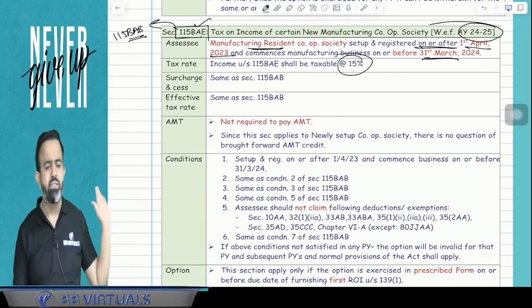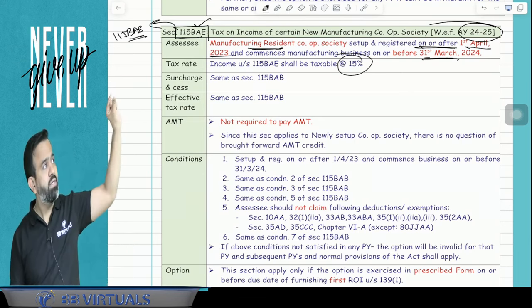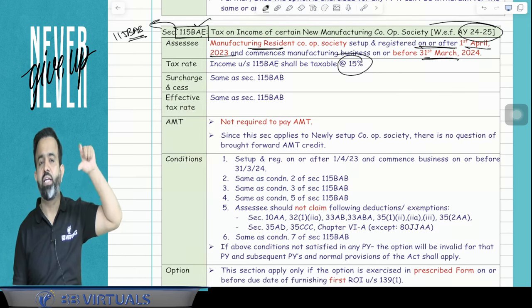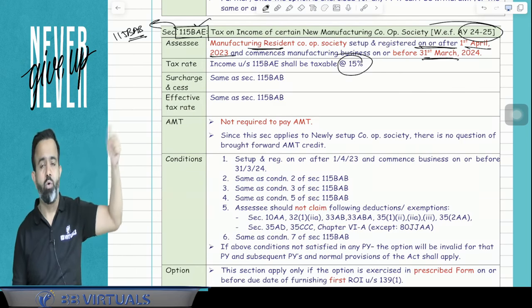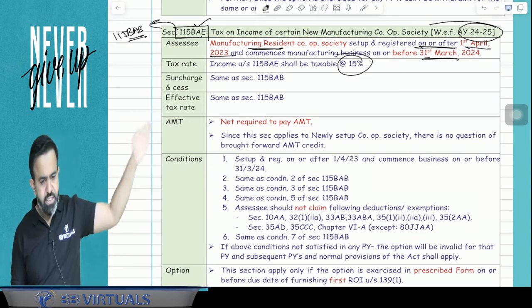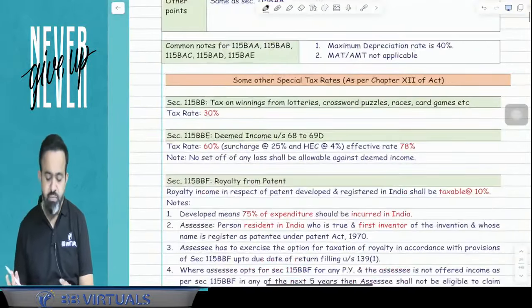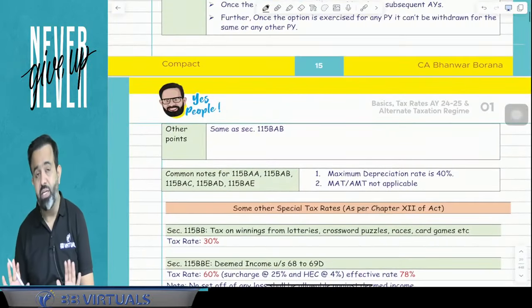All conditions are similar. Everything is similar, but in 115BAB there was one condition that they cannot use any building which was earlier used as a hotel or convention center. That condition is not applicable here. All other conditions are similar only. If you read 115BAE, you will be able to understand.